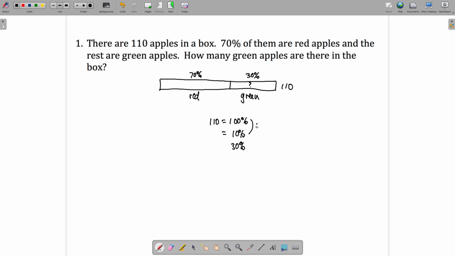So I'll divide this by 10. I'll divide that by 10. And that gives me 11. And then I know that 3 times 10% gives me 30%. So 3 times that amount is going to give me 33. So there will be 33 green apples.